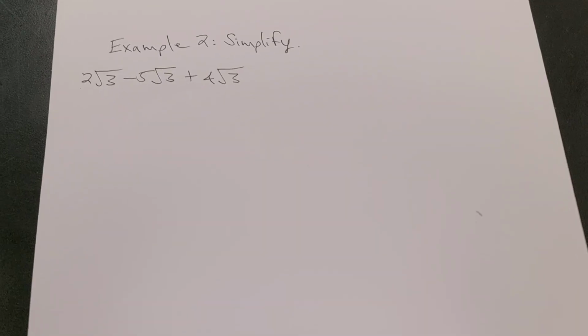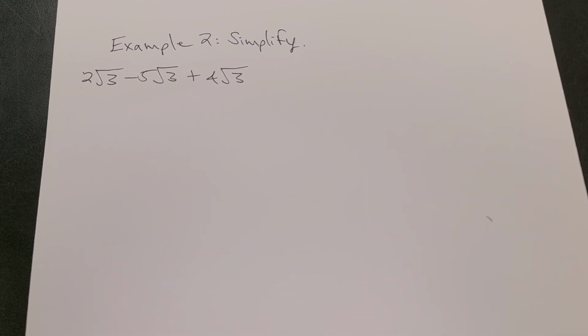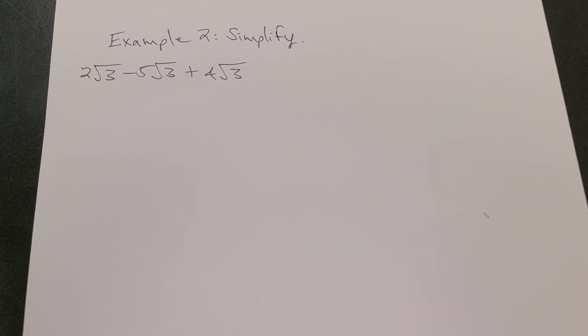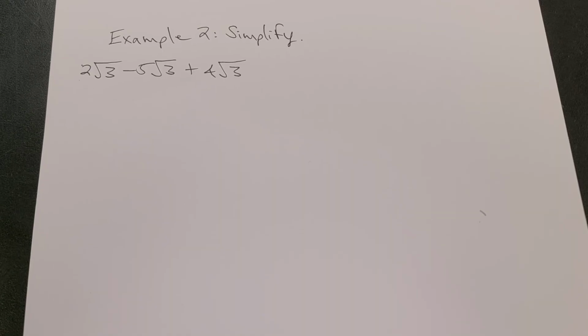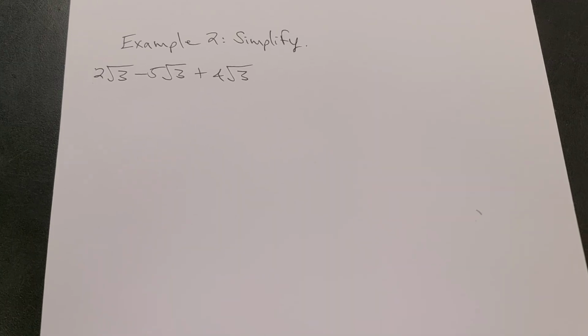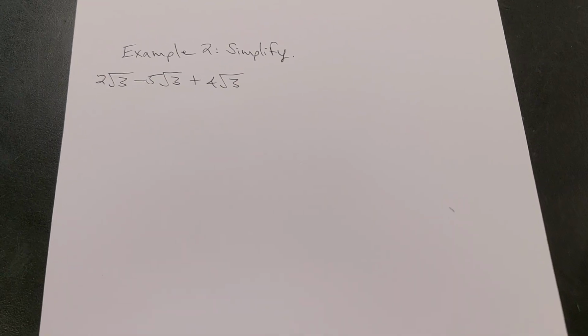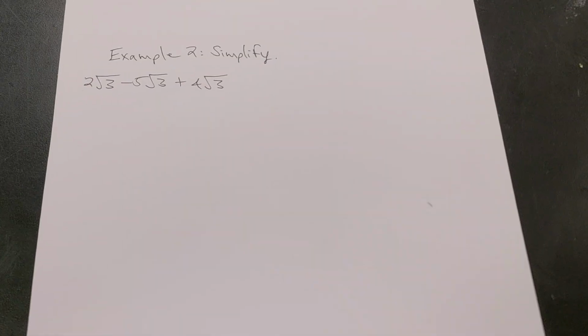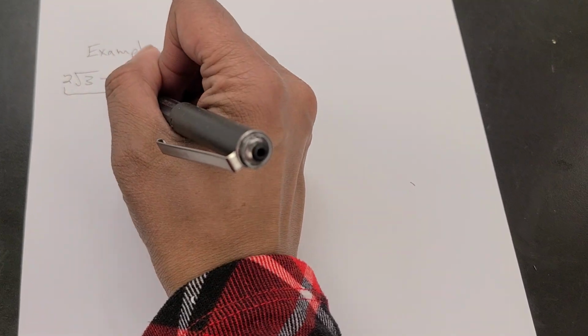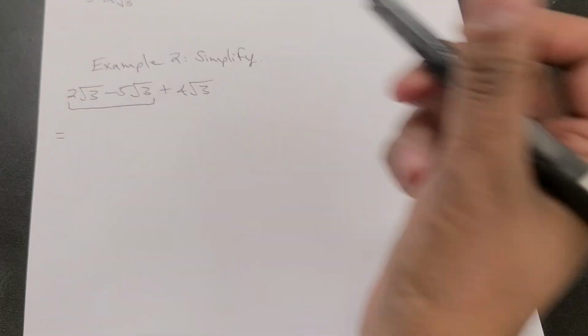Okay, so let's go to example 2. It says simplify. The question is 2 root 3 minus 5 root 3 plus 4 root 3. Now you notice, okay, that's why we're doing some simple examples first. All of these terms have root 3, so I can see that they're like terms. I'm first going to just group these two together here.